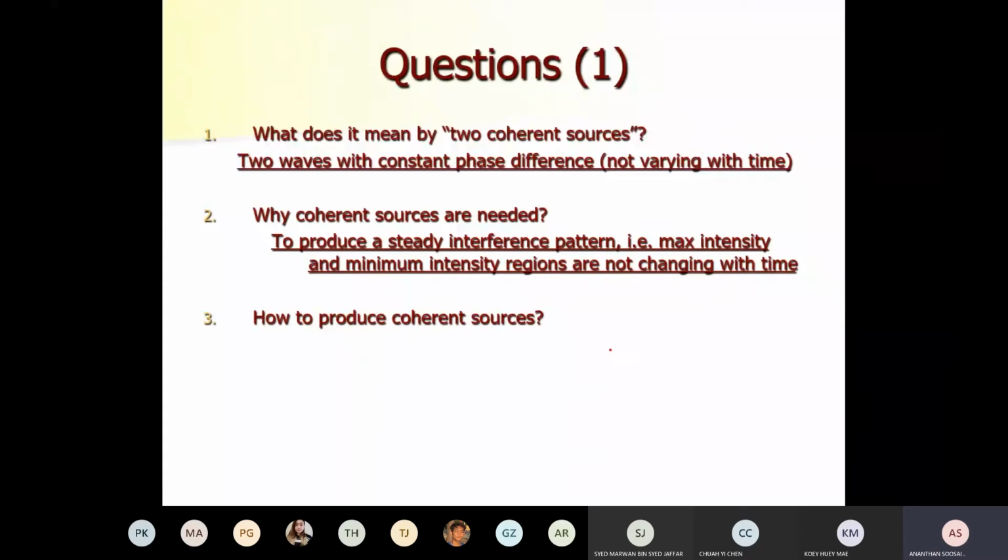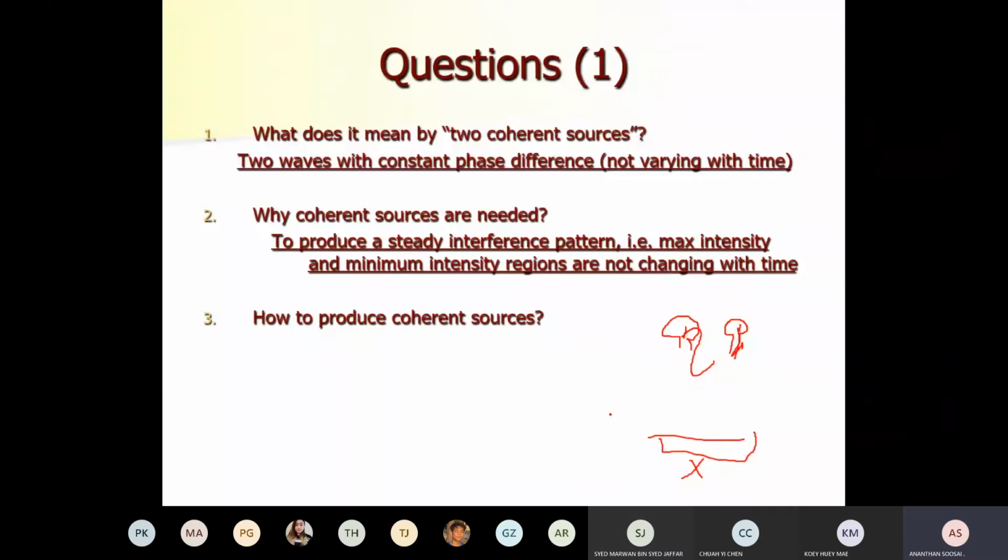How to produce coherent sources? I never told you this yet. If you have two light bulbs and you look at the screen, you can't see the interference pattern, because we don't know when the electron is going to go down. This electron goes down and that electron goes down, totally randomly. So this wave starts at one time, and that wave takes a little time later before it starts to come out. So the phase will be different.